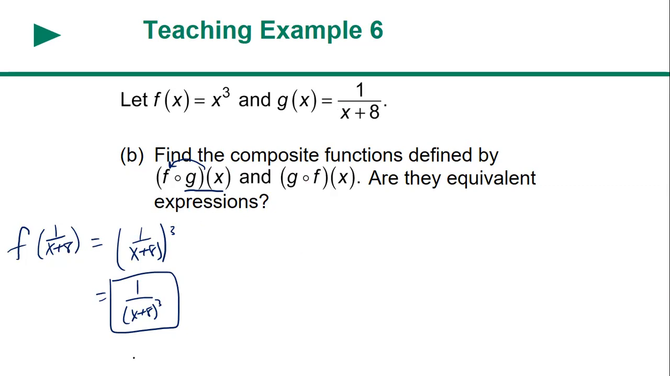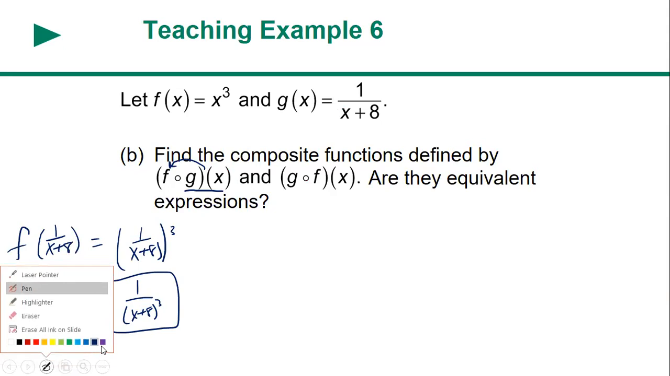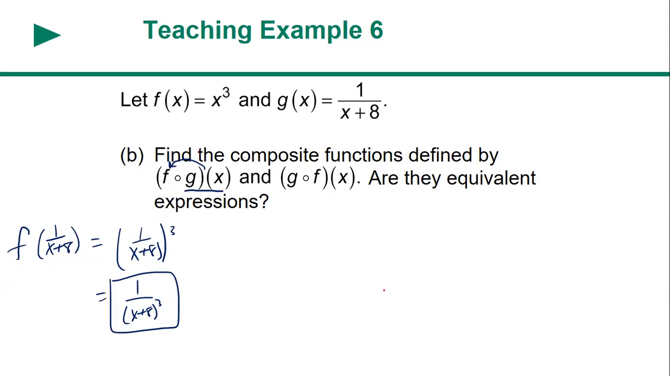That's it. Why is it 3 on the bottom? Because when you have a power, it applies to the numerator and to the denominator. And 1 to the third is just what? 1. All right, so now we're gonna do it the other way.